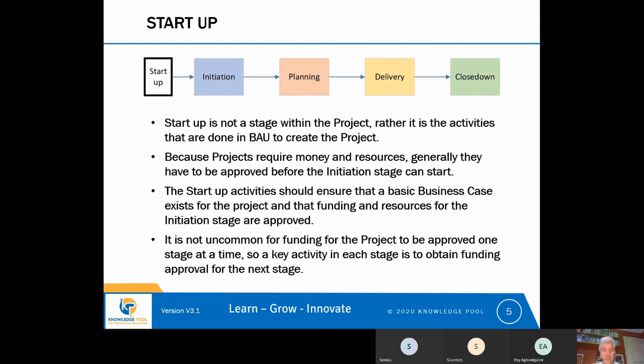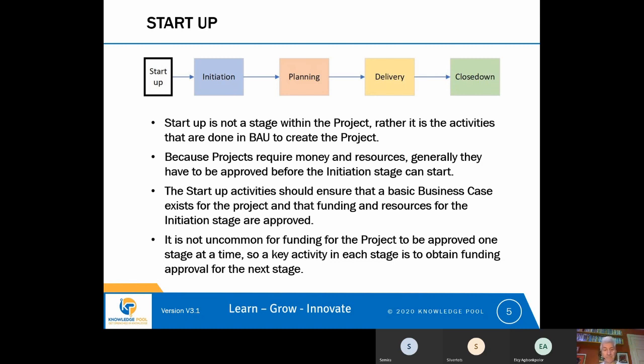And again, in our session 2 weeks ago, we talked about what a business case was, and I said it was the reason why the project was required. So it's the rationale for the project, and it's always a good idea that the business case for a project is documented so that everyone can see what the stated rationale for the project is. And so one of the startup activities should be to ensure that a basic business case exists, and if it doesn't, to write one.